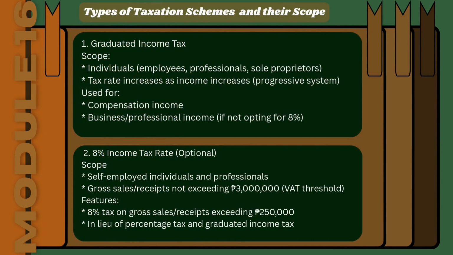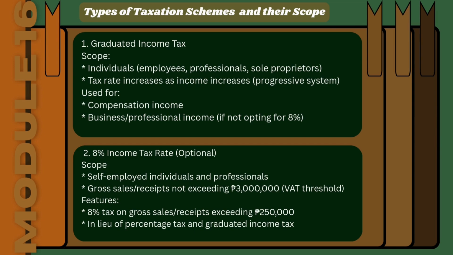Types of taxation schemes and their scope. 1. Graduated income tax. Scope: individuals, employees, professionals, sole proprietors. The tax rate increases as income increases. It is a progressive system. Used for compensation income and business or professional income, if not opting for the 8%.